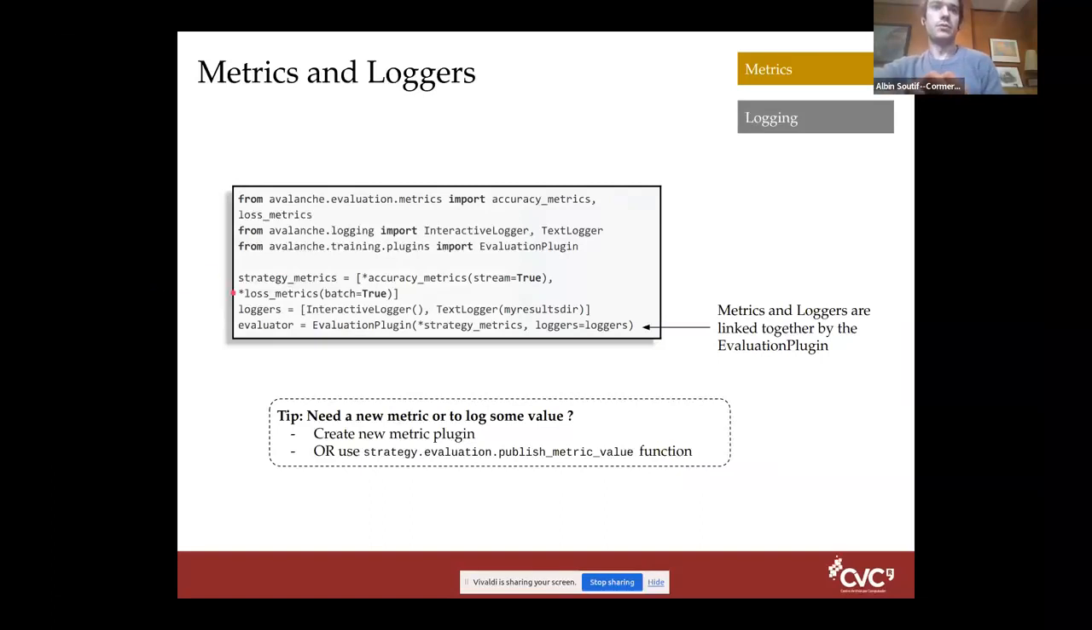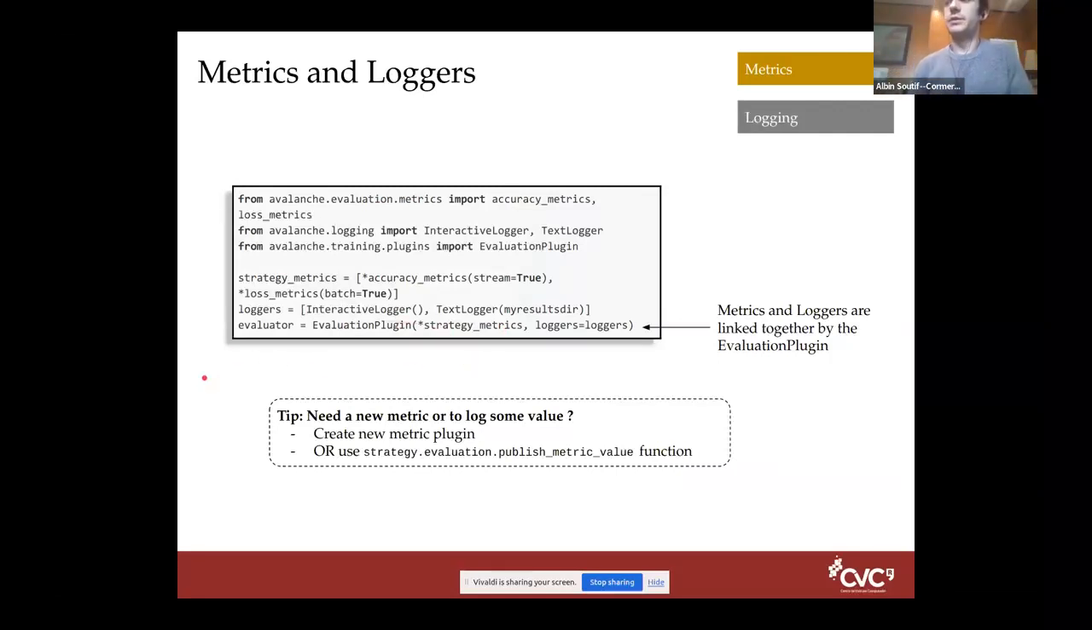And this is how you instantiate the metrics. You just use the metrics available, and then you create them. You create the loggers, and then you use this evaluation plugin, which is basically sticking together the metrics and the loggers, and is fed to the strategy.